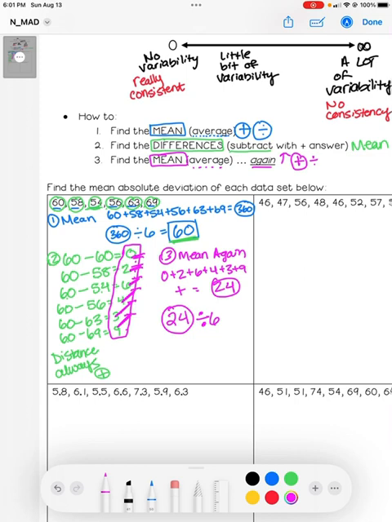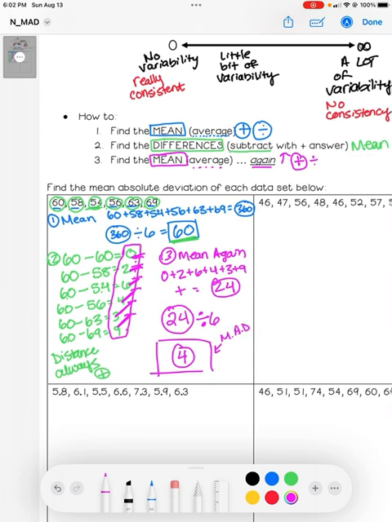Counting is really hard for me today. So we've got 24 divided by 6, which is 4. That's the last step, so our final answer is 4. That is the mean absolute deviation of those numbers.